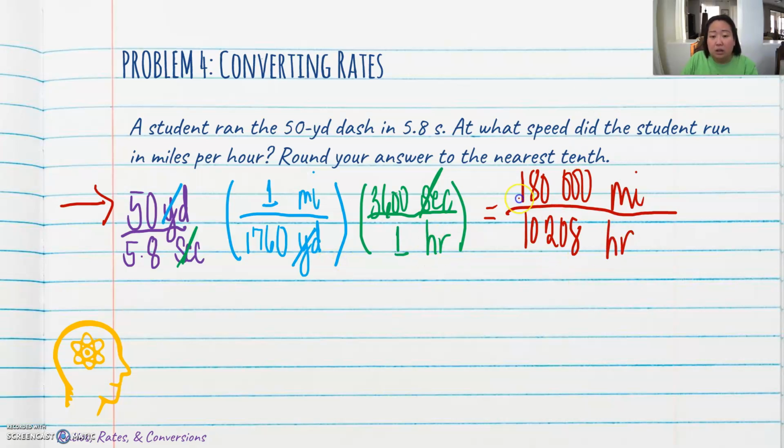Okay, and then since we are looking for an answer to the nearest tenth, you do the division of these two, so we can say that the speed 50 yards in 5.8 seconds is equivalent to 17.6 miles per hour. Okay, so we were given yards per second. This time it now is in miles per hour.